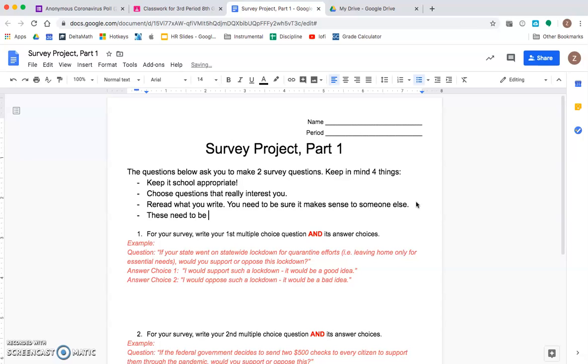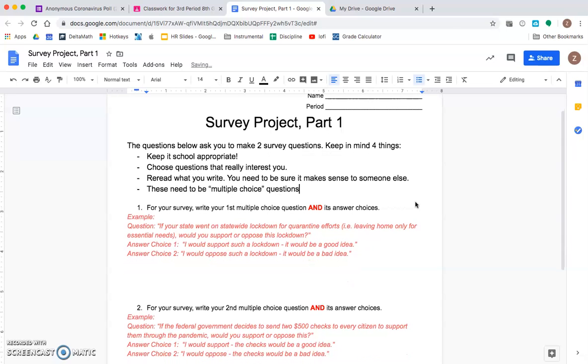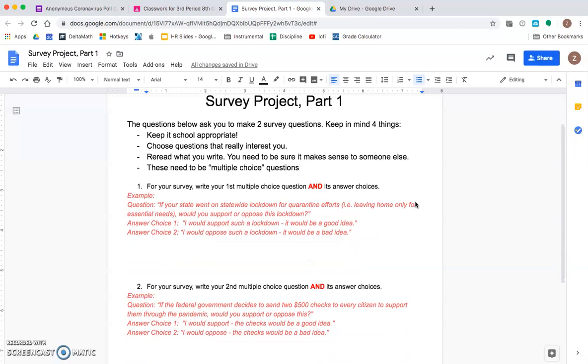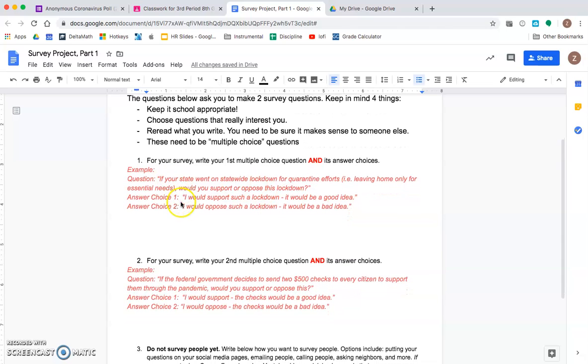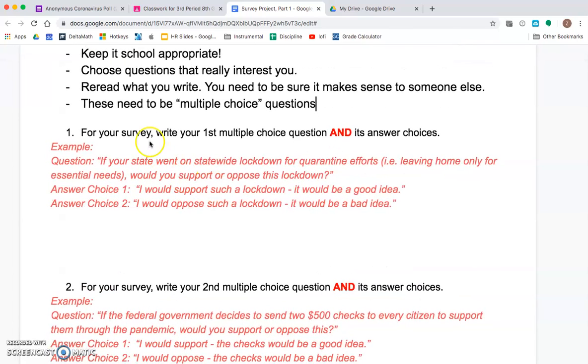These need to be multiple choice questions. When I say that, I mean you need to provide all the different choices that people can make. Okay. So here's question 1 in part 1 of this project. For your survey, write your first multiple choice question and its answer choice. Again, I am saying that you need to make these multiple choice questions where you write the question and you write all the different answer choices.